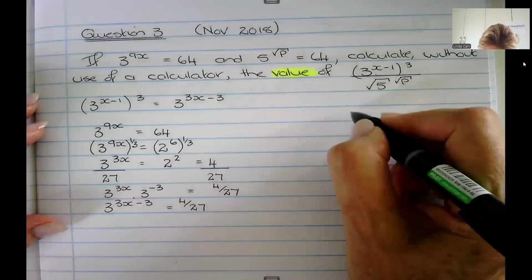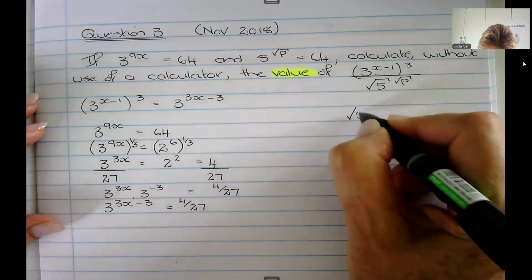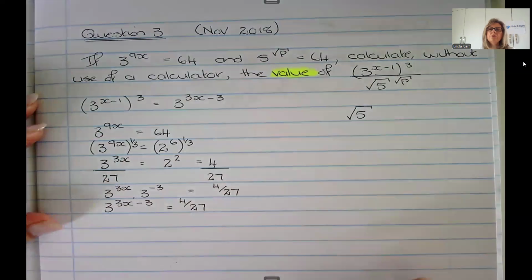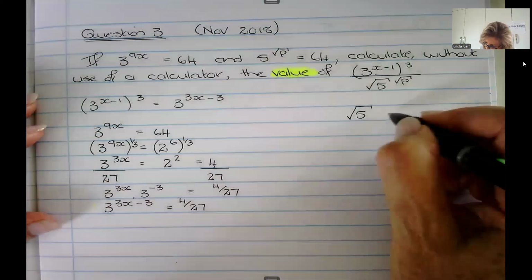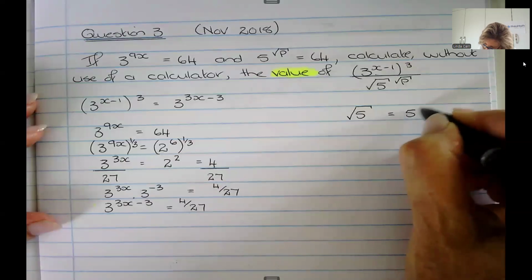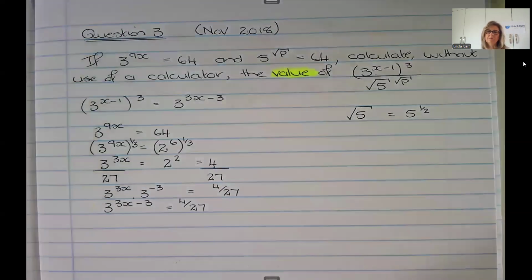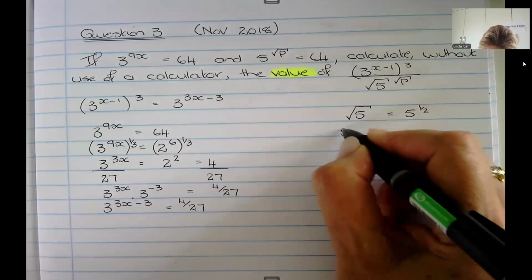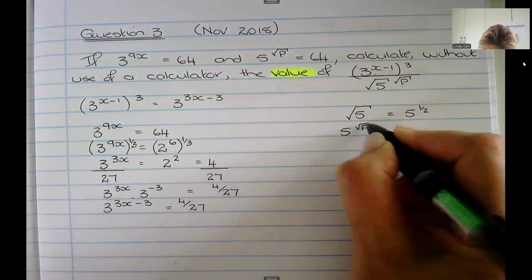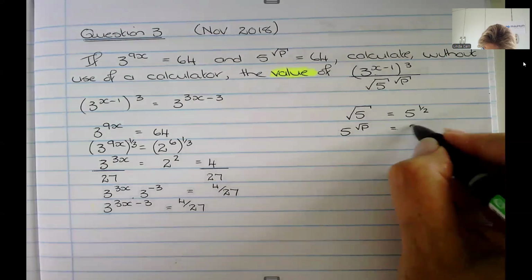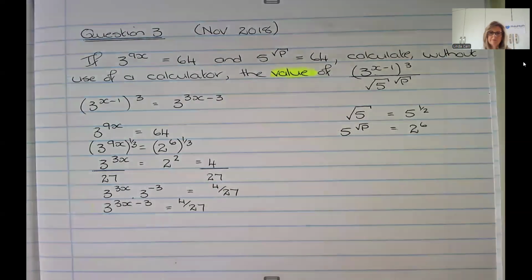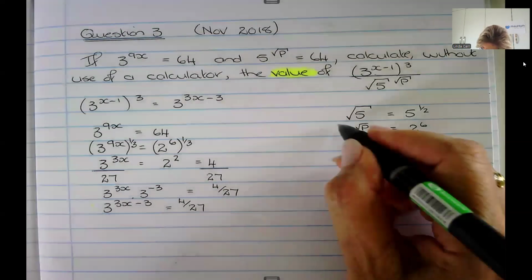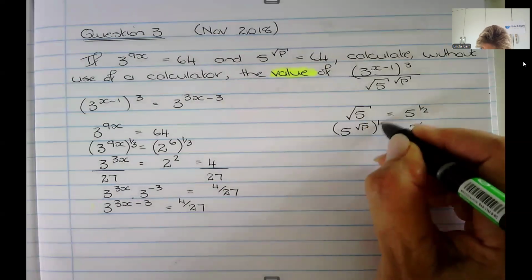So for a moment, I want you to think, what does square root of 5 mean? How else can I write it? Oh yes, I can write it as 5 to the half. Okay, so I'm going to use that trick. So I'm going to go to what was given, 5 to the root p, and 64 is 2 to the 6. And I'm going to say, let's take both sides to the half.